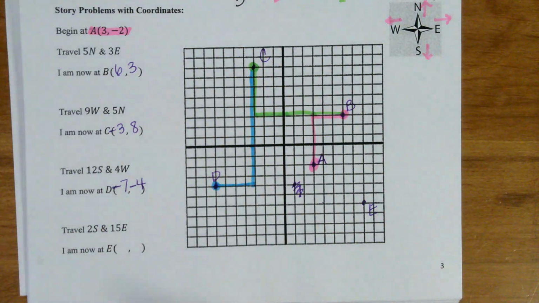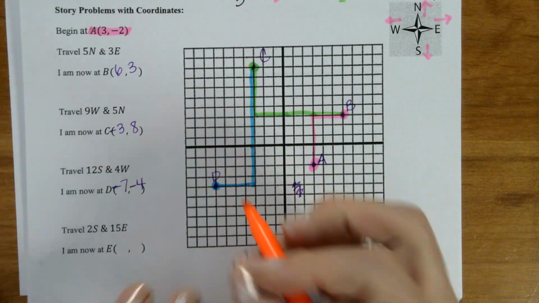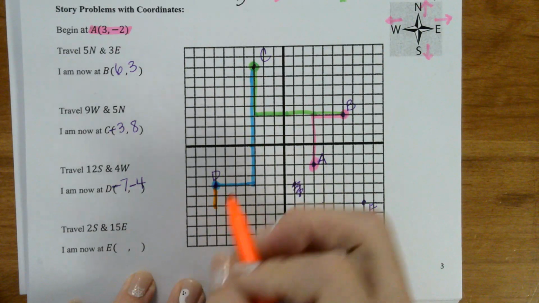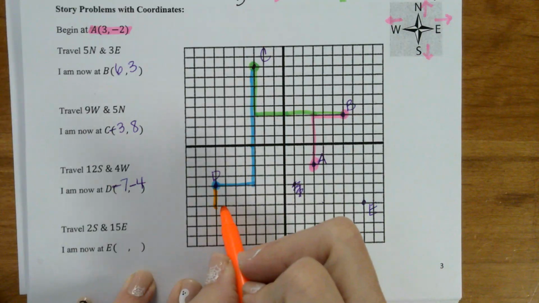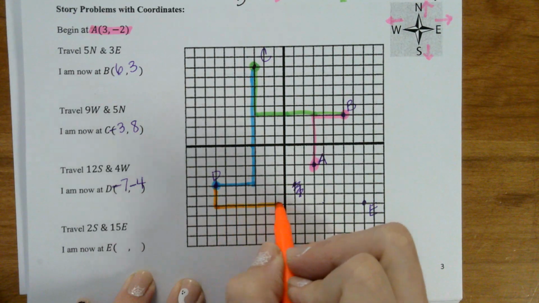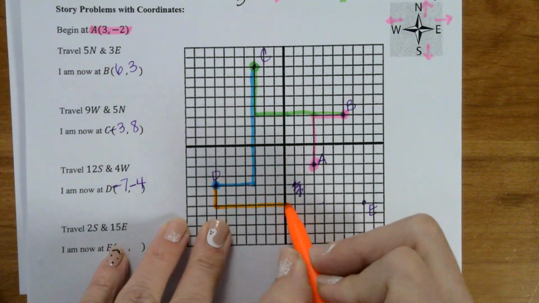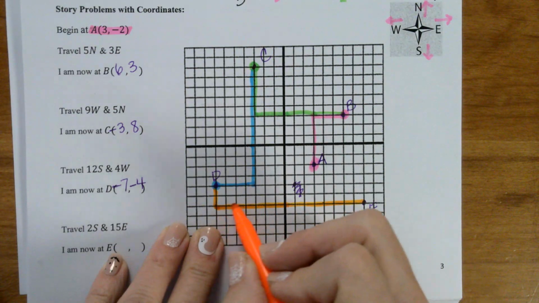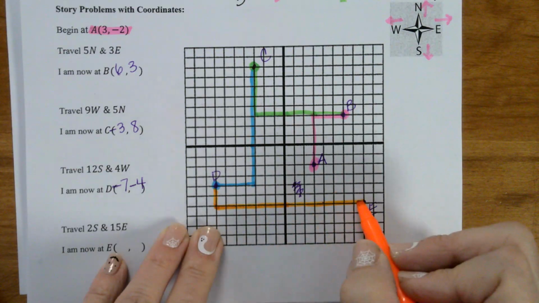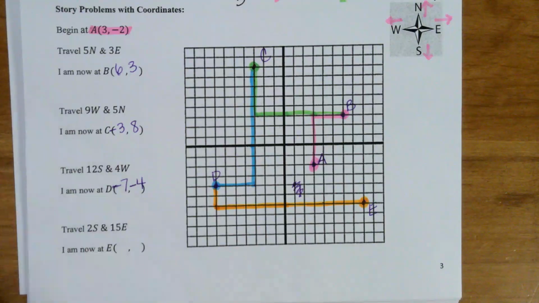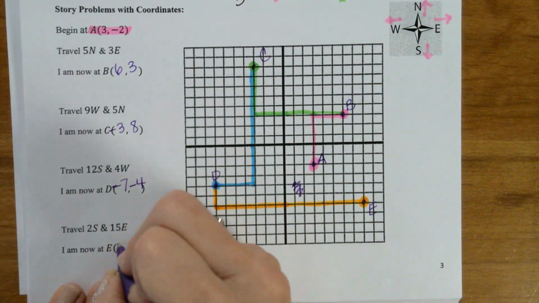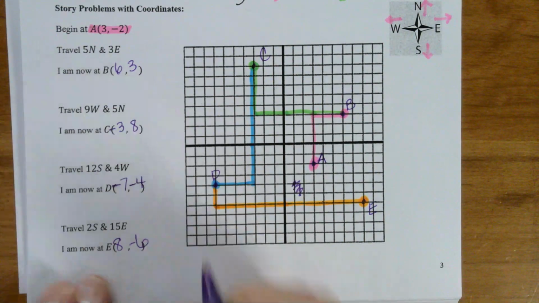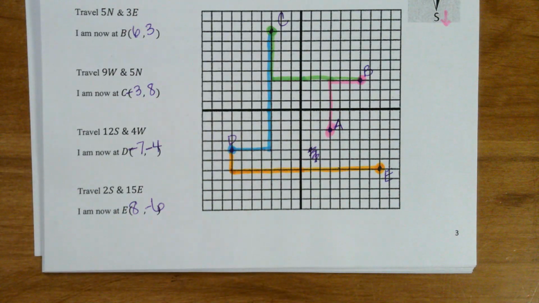And then finally, we're going to go to E. So we're going to go 2 south, and then we're going to go 15 to the east. Okay? So there's 7, and then we're going to go 8 more, that's 15. And where are we for point E? 8, -6. Okay? Kind of looks like a little video game, like Tron or something.